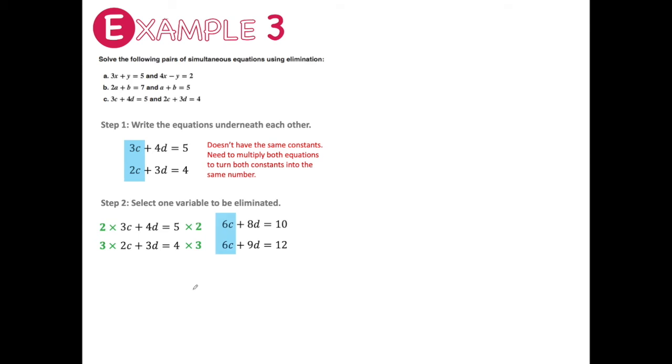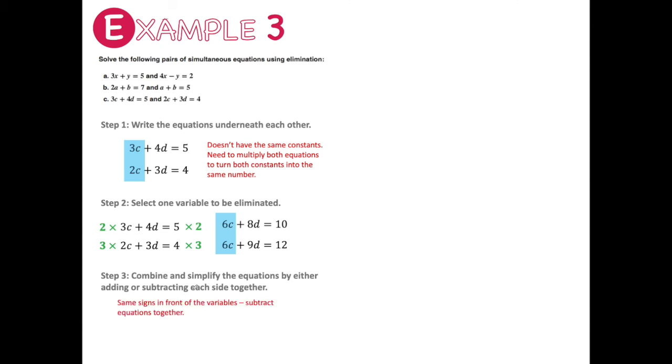And now I've got a variable which I can eliminate. So I can go ahead and combine my two equations together. And because I've got the same sign in front, I am going to subtract them. So it's going to be 6c plus 8d minus 6c minus 9d is equal to 10 minus 12. So now I've got my c's that when I simplify my equation are going to be eliminated. So that leaves me with 8d minus 9d. So negative d is equal to negative 2.